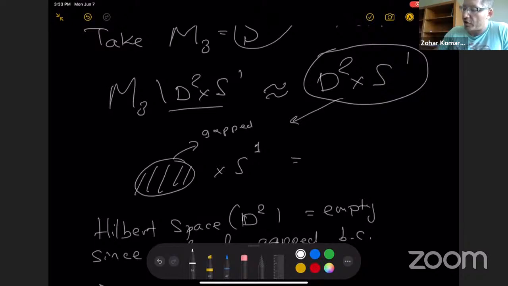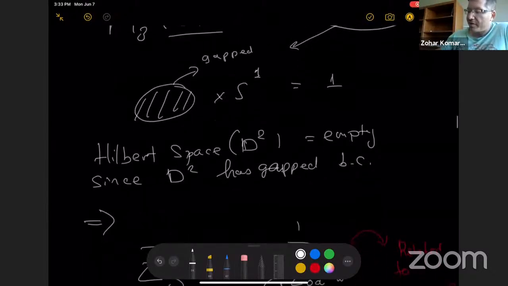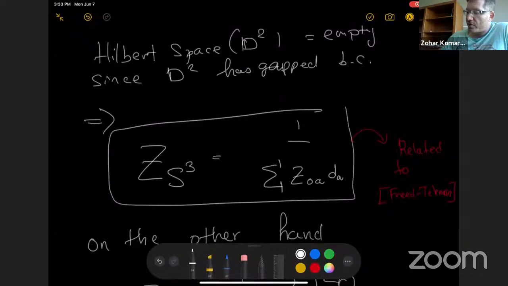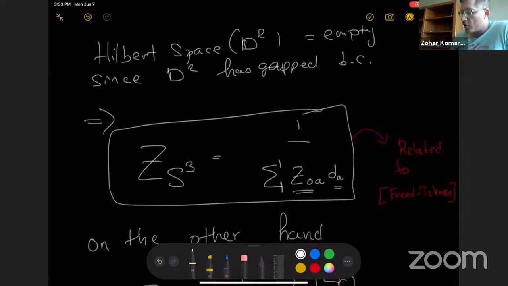So this partition function is just 1 because we have a gapped boundary, so there are no chiral modes, and the partition function of the disk is therefore just 1 because there are no states on the boundary. So this leads to a very nice equation that tells you that the S3 partition function is given by 1 over a sum which includes some integers and some quantum dimensions.